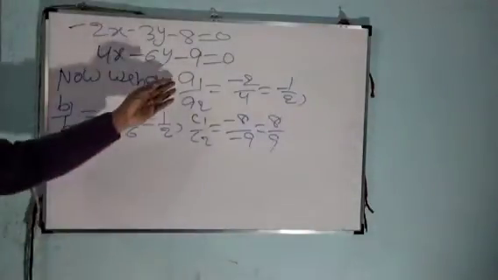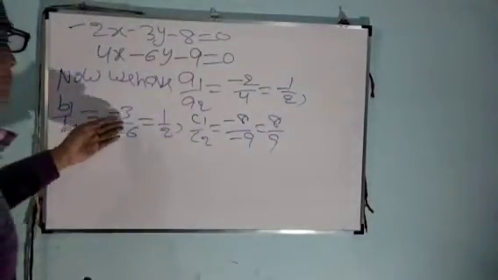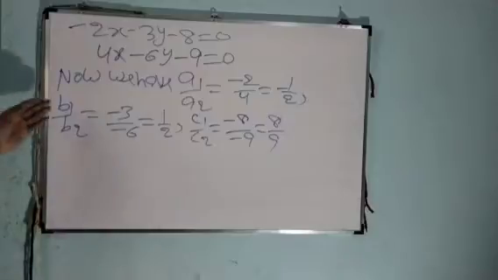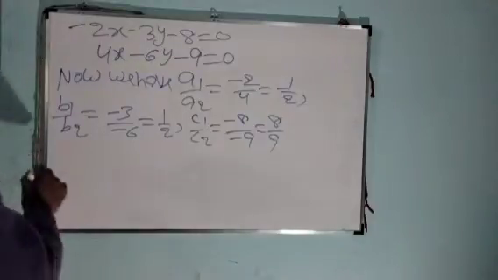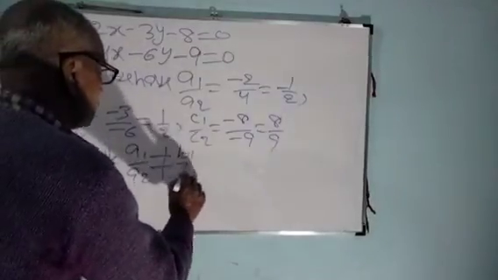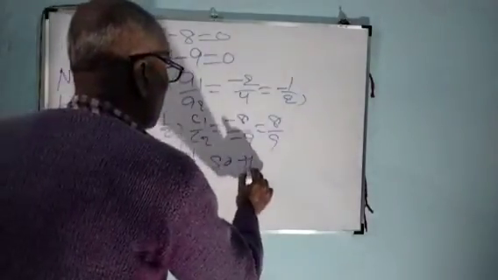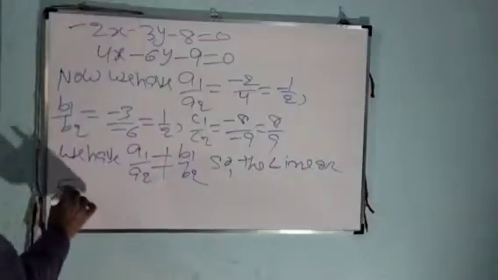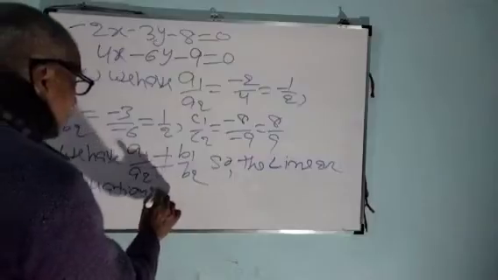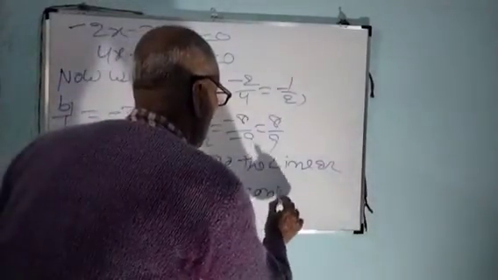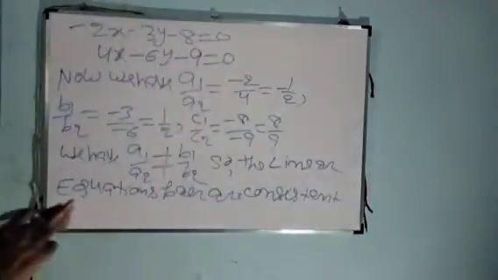What we see here: A1 by A2 equal to minus half, B1 by B2 equal to 1 by 2, C1 by C2 equal to 8 by 9. Here A1 by A2 is not equal to B1 by B2, and we know that in this condition equations are consistent. So the linear equations pair are consistent. Note it in your notebook.